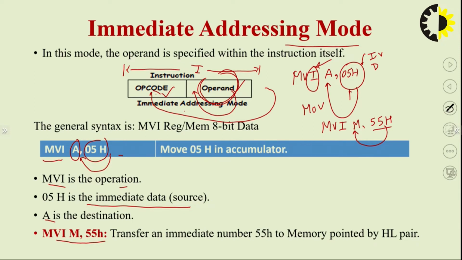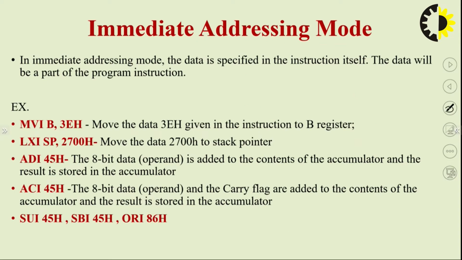I means immediate. In the syntax we have seen, it should be followed by I, so I is the immediate value. So this 55 value will move into the memory location; memory is not a register, it is a memory location. This is the meaning of immediate addressing mode. We can say that in immediate addressing mode, the data is specified in the instruction itself. The data will be a part of the program instruction.